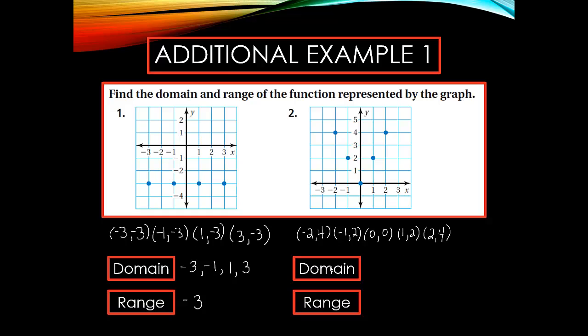Now for the domain, we're going to look at our x values. So -2, -1, 0, 1, and 2. And then our range, we're going to look at the y values. So we have 4, 2, 0, 2, and 4. So we have 0, 2, and 4.